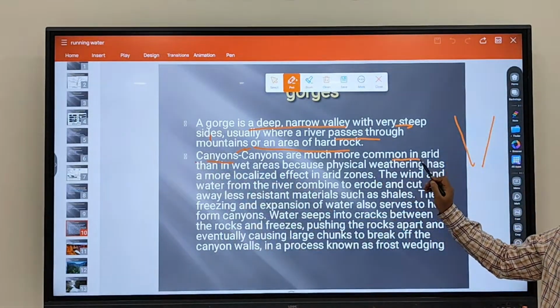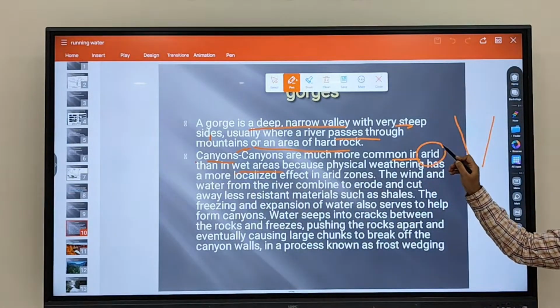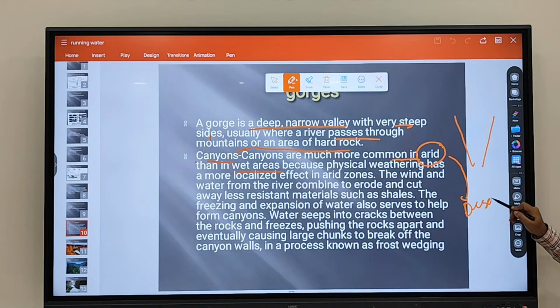What about canyons? Canyons are much more common in arid regions. Arid region means desert region. So canyons are much more common in arid or desert regions, and physical weathering happens more there. In canyons, physical weathering will happen more. Clear? So in a desert region, which type of weathering is more common? Salt weathering. Remember, we discussed salt weathering. Salt weathering is more common in desert regions.